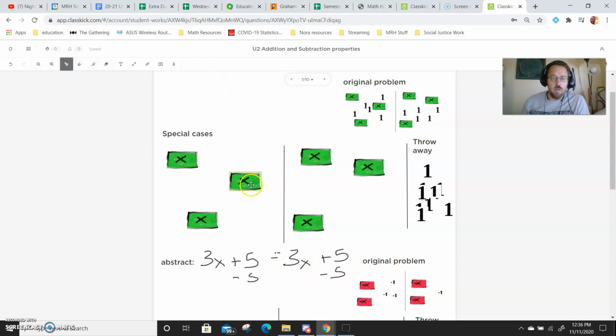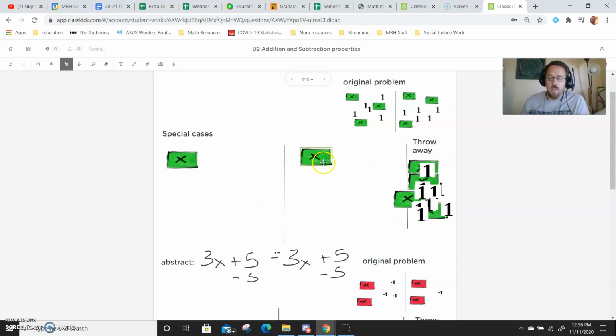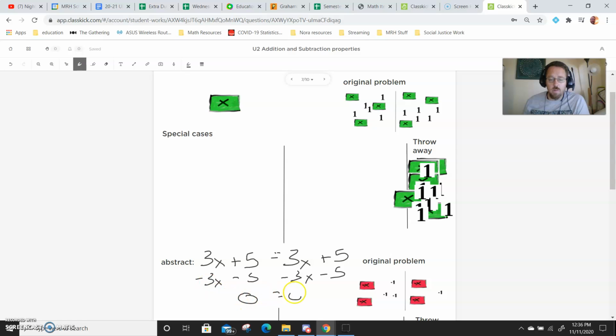I'm going to do the same thing with the x's. So I'm going to take an x off this side, and an x off that side, and again, and again, and an x off this side and that side. Oops, there's another one there for some reason. After I do that, I see that I have nothing left at all. So I have 0 equals 0.